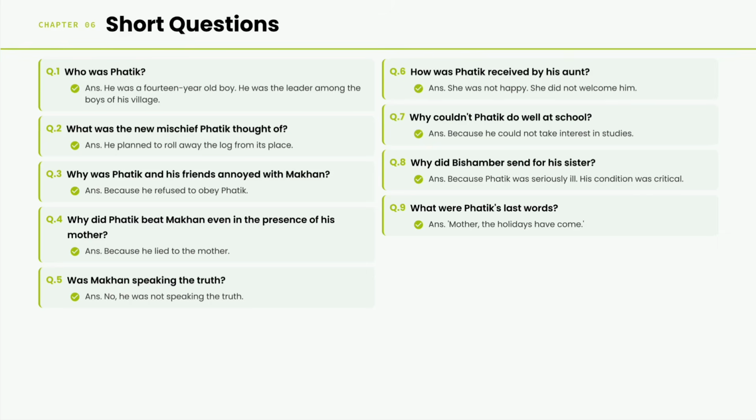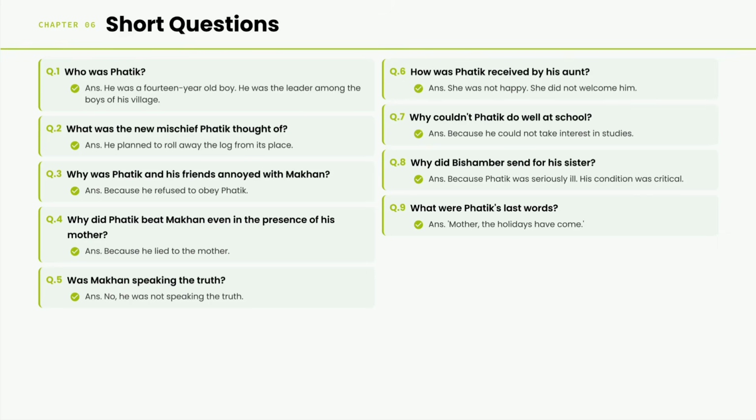Question 2. What was the new mischief Fatik thought of? Answer: He planned to roll away the log from its place. Question 3. Why were Fatik and his friends annoyed with Makhan? Answer: Because he refused to obey Fatik. Question 4. Why did Fatik beat Makhan even in the presence of his mother? Answer: Because he lied to the mother.